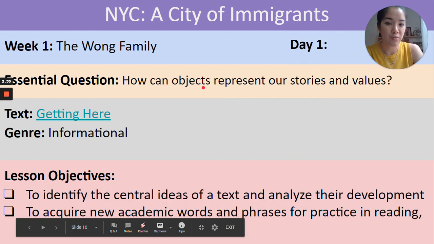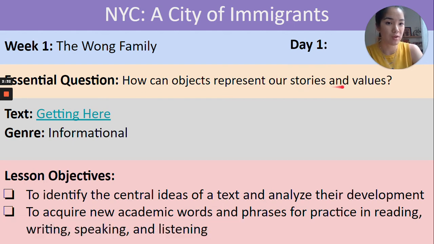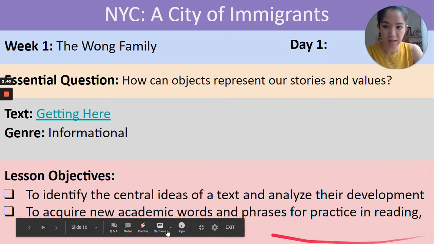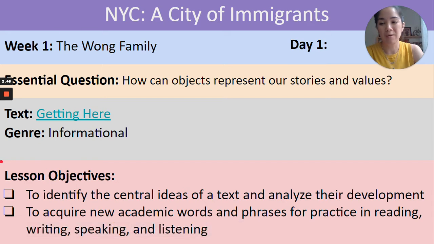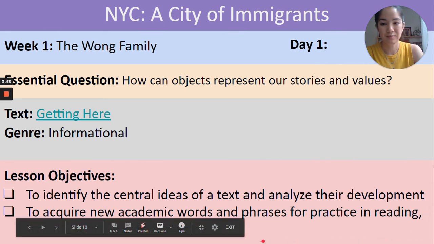How can objects represent our stories and our values? The title of our text is Getting Here. And at this point, could somebody please read the lesson objectives below in this pink box? Teachers, you can pause this video while students have a moment to respond and to read these out loud. Okay, thanks for reading those.